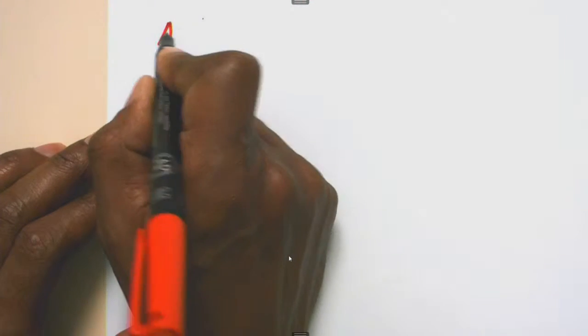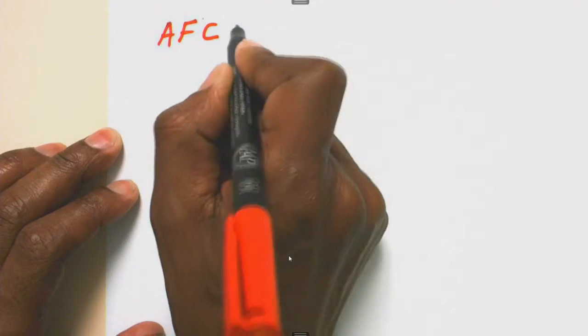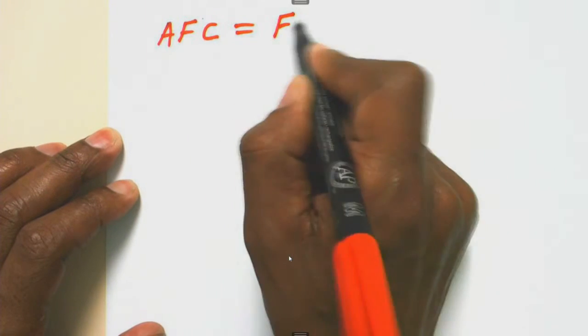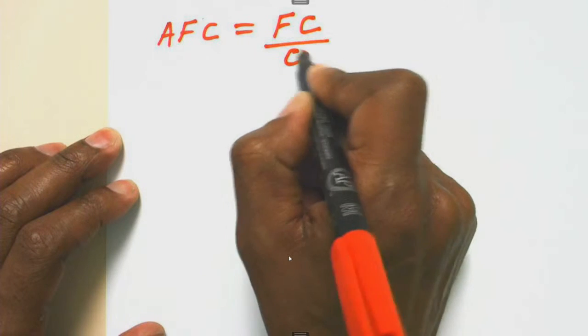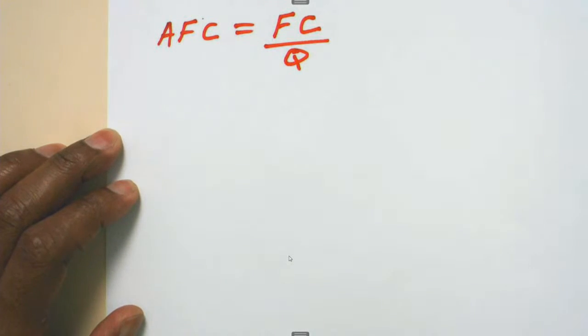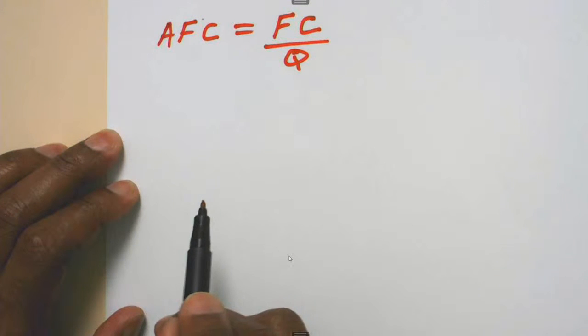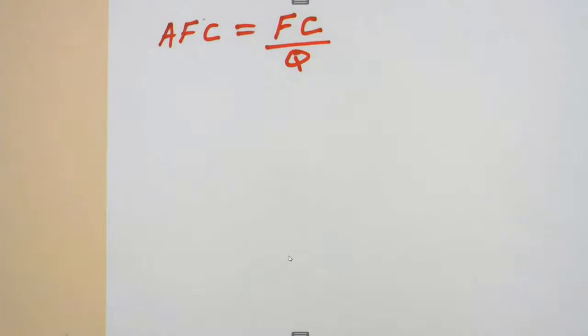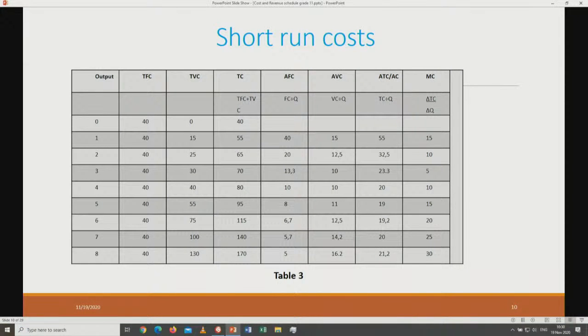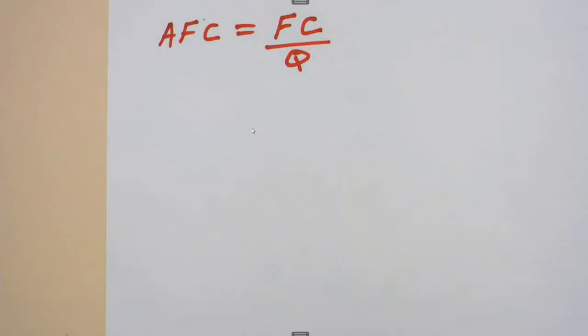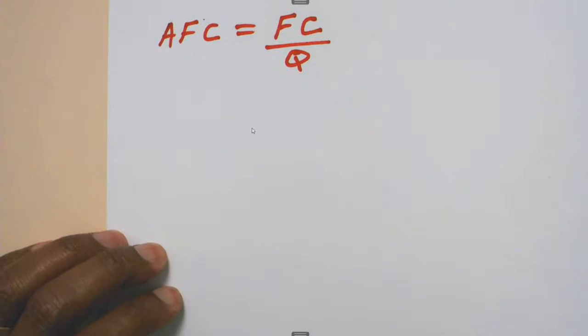Right, we say average fixed cost is equal to fixed cost divided by output. Now we know that at output 0, or let's say output 1, let's go back to the table here. At output 1, the average fixed cost is 40, right? At output 1, the average fixed cost is 40, because this is what happens.